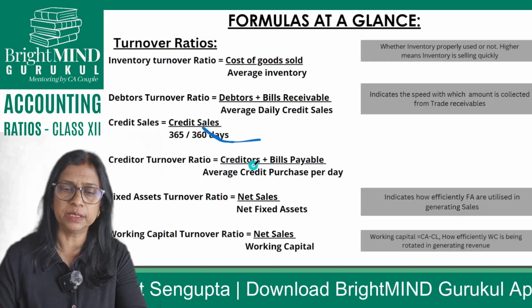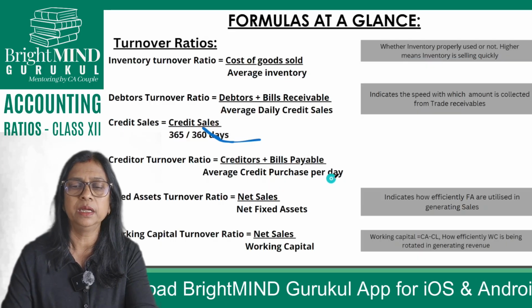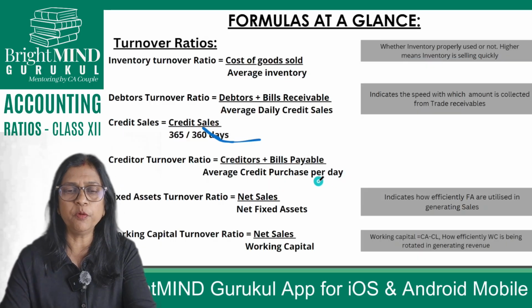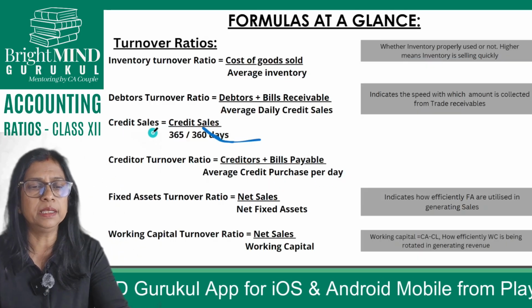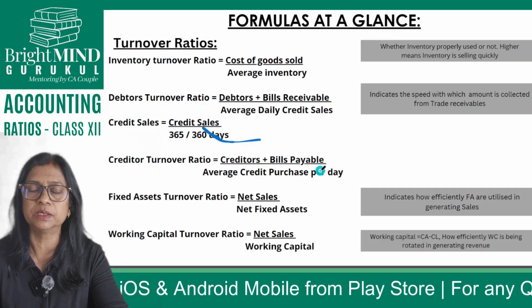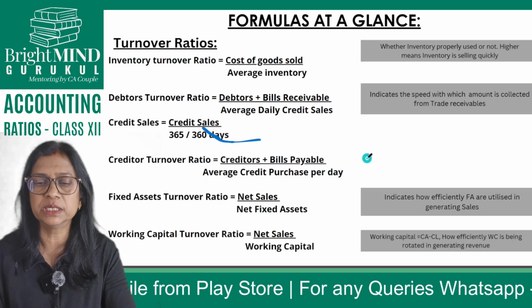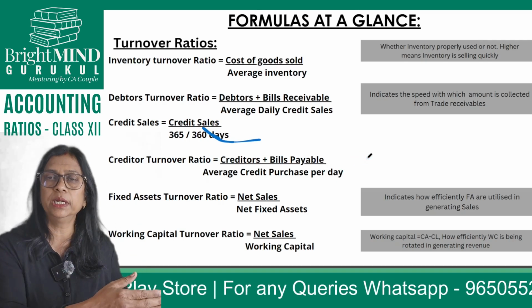Creditor turnover ratio is also creditors plus bills payable divided by average credit purchase per day. The same formula applies for calculating the credit purchase, that is credit purchases divided by 365 days or 360 days. And this also shows the speed with which the amount can be paid off to the creditors.